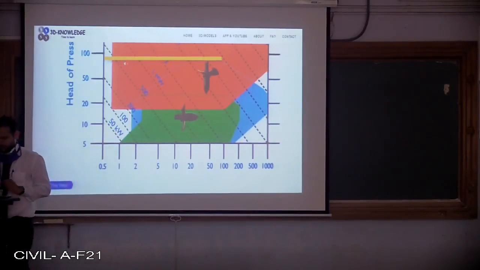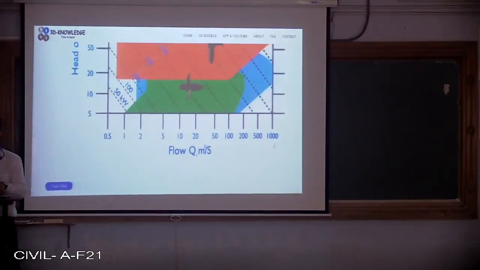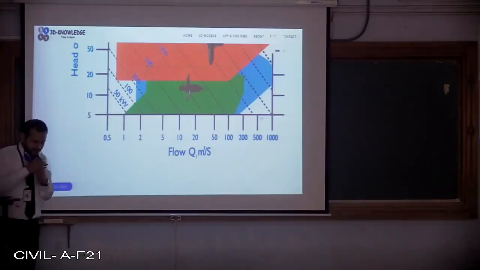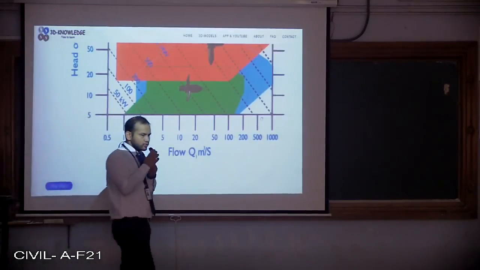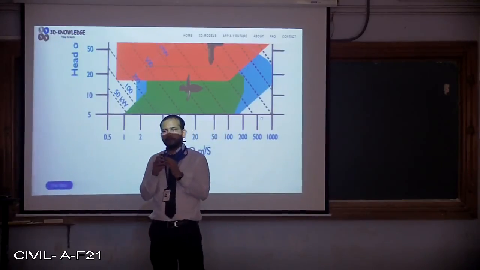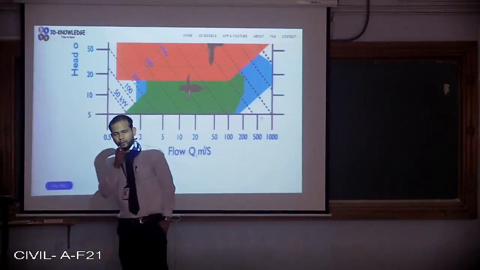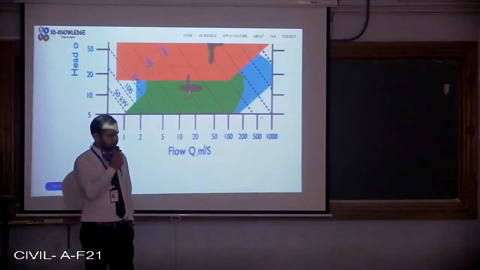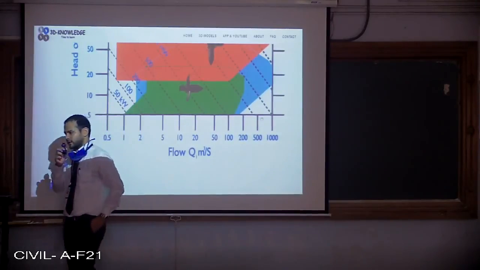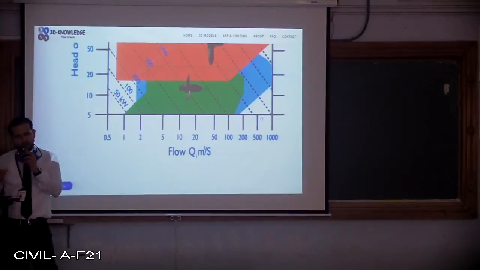Okay. 80 meters head of pressure range or maximum, and the flow rate, you can do very, very high flow rates, up to 1,000 meters cubed per second. Remember, you're not expected to know this in detail for your exam, but you can just make a note of it so that in your practical life, if you end up doing this job, this plot will be very easy for you to understand. Or even for your masters in hydraulics, you may need this, okay? But not for your exam.